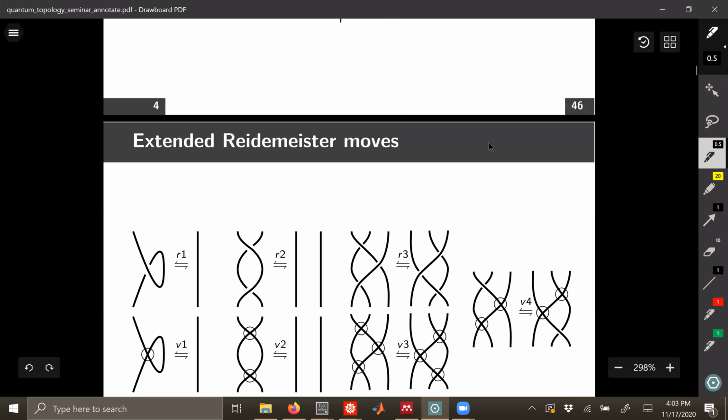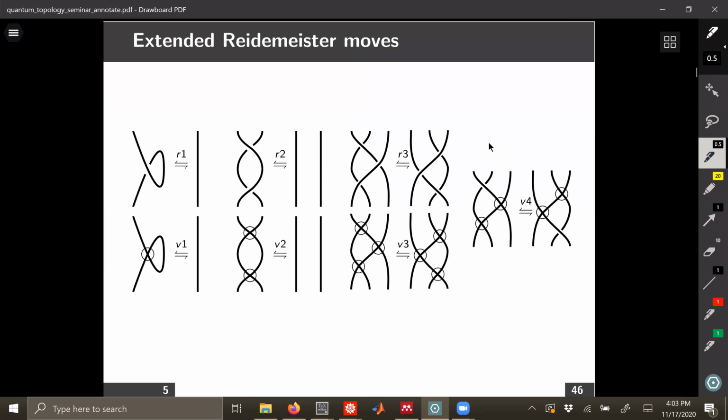Okay, so let me just remind you of the extended Reidemeister moves. We take these virtual knot diagrams, and we have these moves that we define upon them. The first row here is the usual Reidemeister moves. And then the second row, together with this one off to the side, tells you how the virtual crossings interact, and also how the virtual crossings interact with the classical crossings.